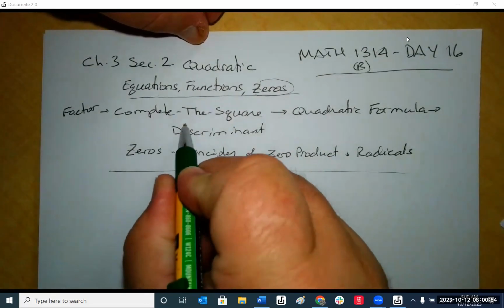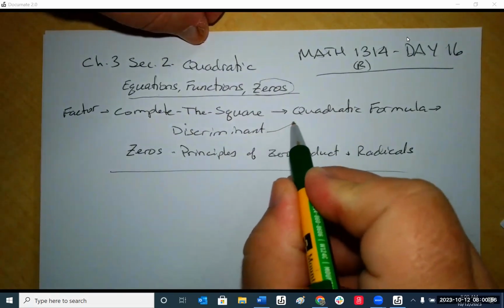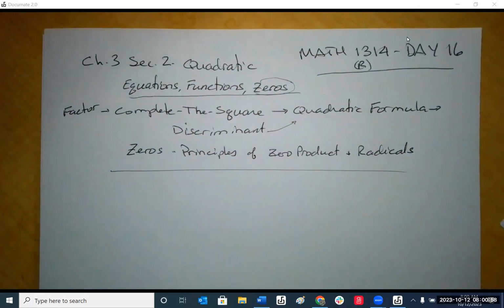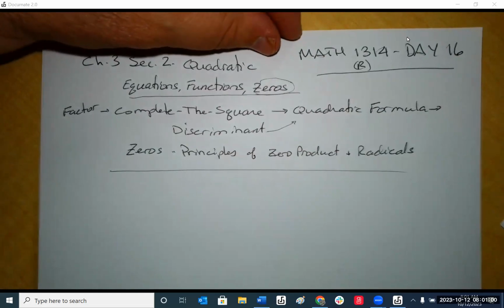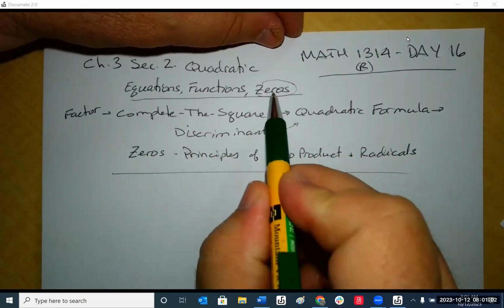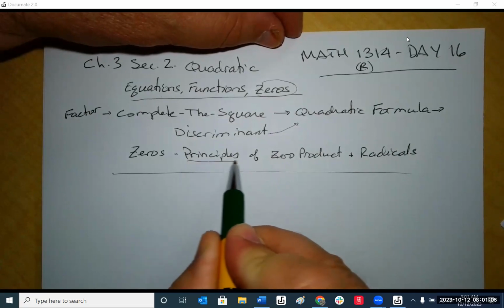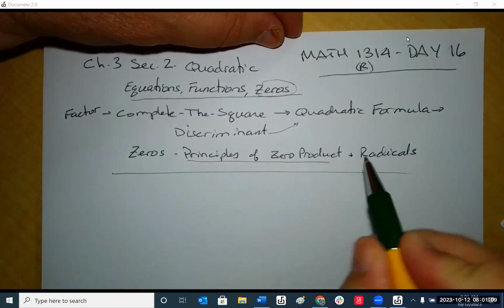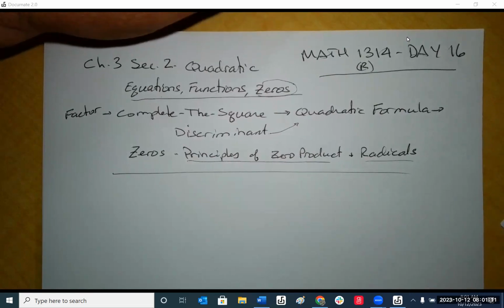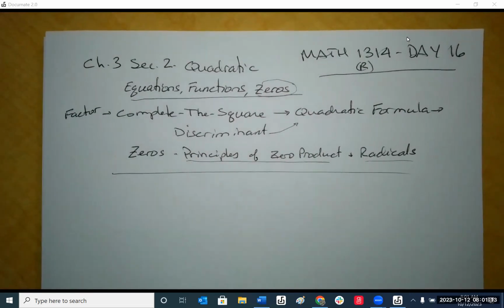And then we'll talk about what's called a discriminant. It's part of the quadratic formula. And to do all this solving of the zeros, we're going to have to talk about these two principles, the principle of zero product and the principle of radicals. So that is our agenda for today.